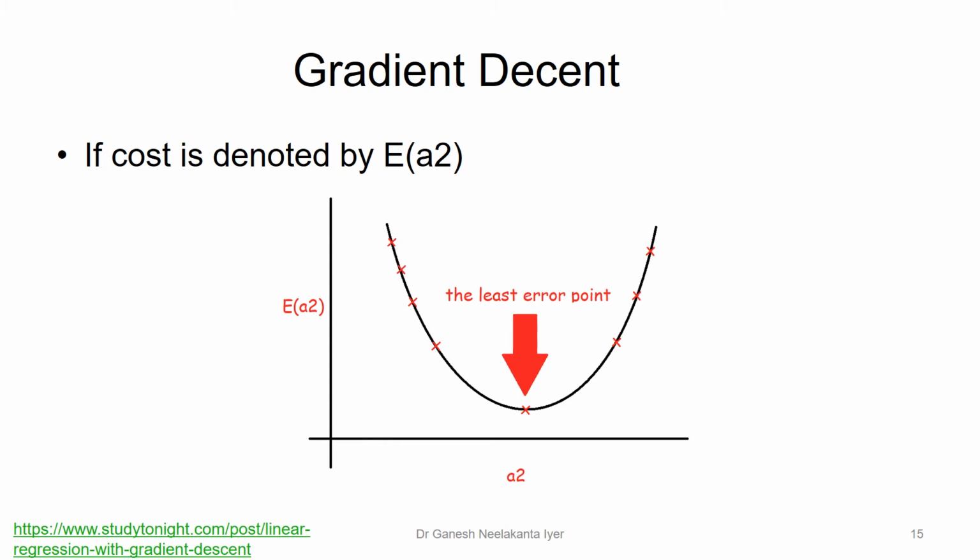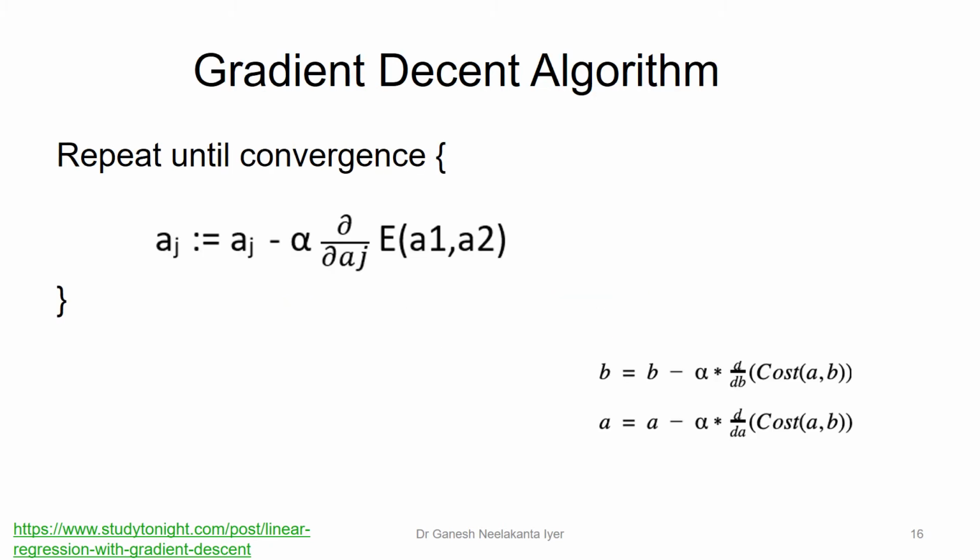If the cost is denoted by J(a), so you can see here, at some point if I start, I will keep going to the left or right according to where I started until I reach the least error point where the tangent gives me 0. So the simple gradient descent algorithm is: repeat until convergence, a_j equals a_j minus alpha times the partial derivative of J(a1, a2) over the partial derivative of a_j. This will involve calculation of b and a.